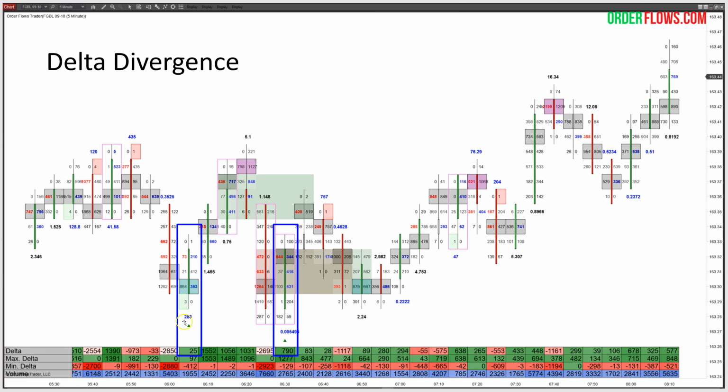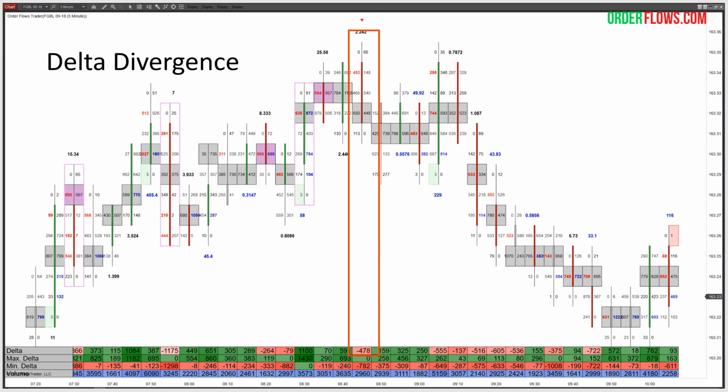Now, I'm not going to talk about these numbers here, these ratios. This is unique to my Order Flows Trader software, and when combined with the divergence, it's a very powerful trading signal. But you're taught all about that when you get my software. This is a delta divergence sell. So you've got your new equal high here with your red candle and the negative delta. And you can see how the market sells off.